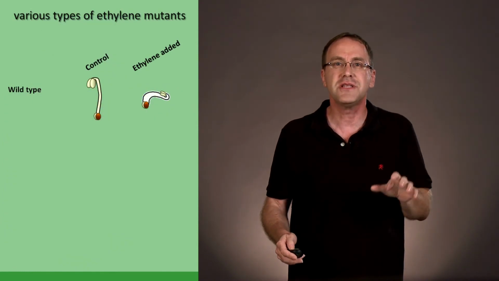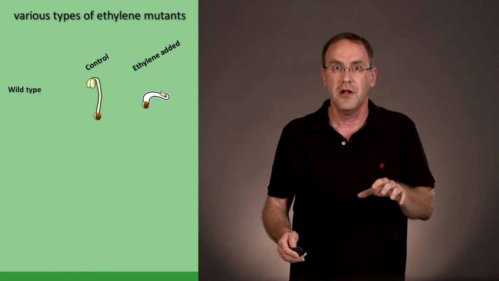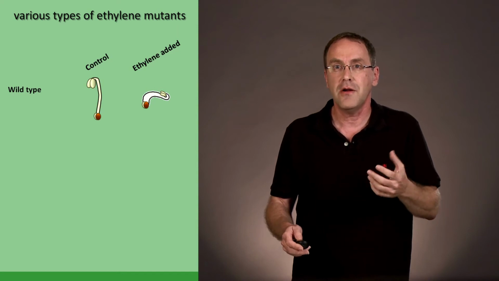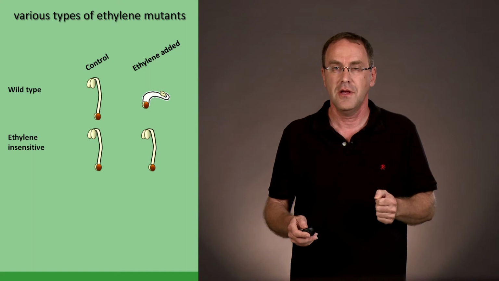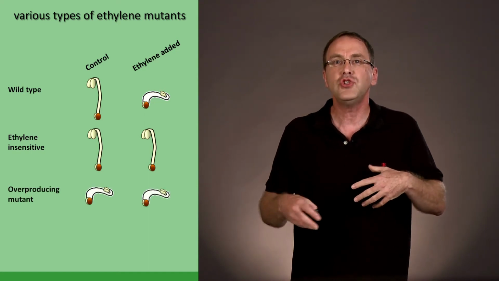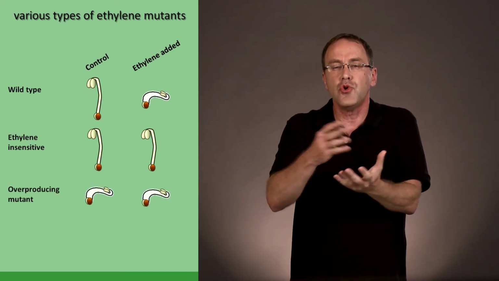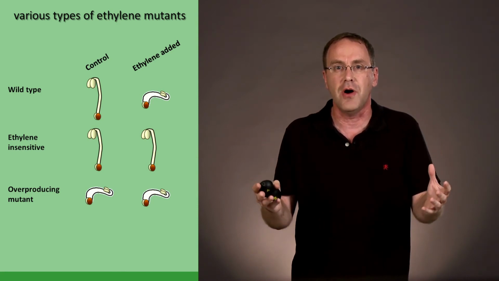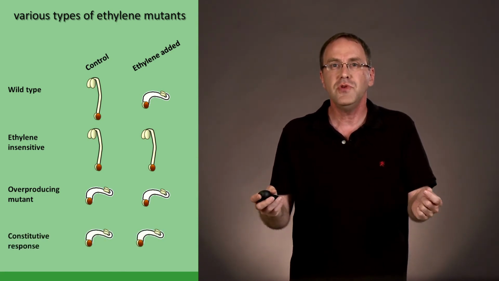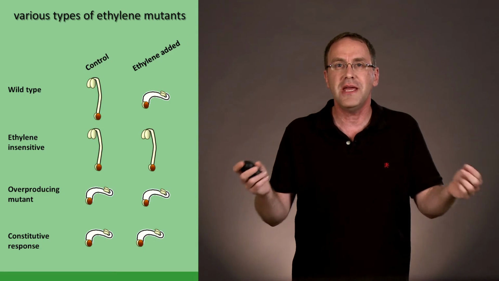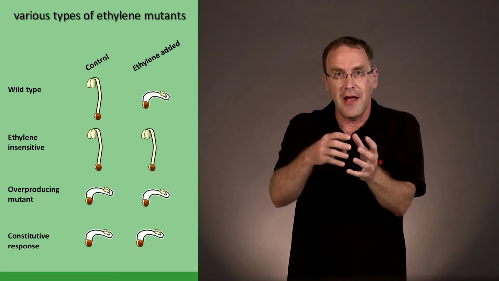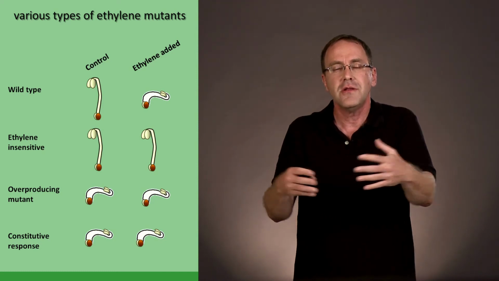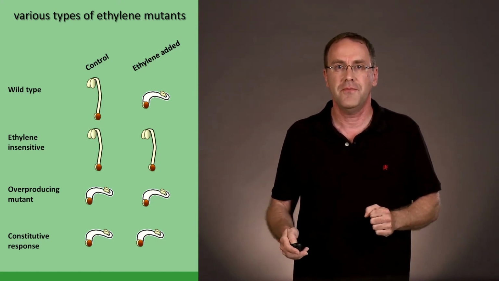There have been several different types of mutants that have been found. There are mutants, for example, that are insensitive to ethylene. They've lost the ability to smell. There are mutants, though, that make too much ethylene, so that even under normal conditions, they think there's ethylene around them all the time. And then there are mutants that think that there's always ethylene being given to them, even when there's not. These mutants are always short and fat and bending over. It doesn't matter what's going on around them.